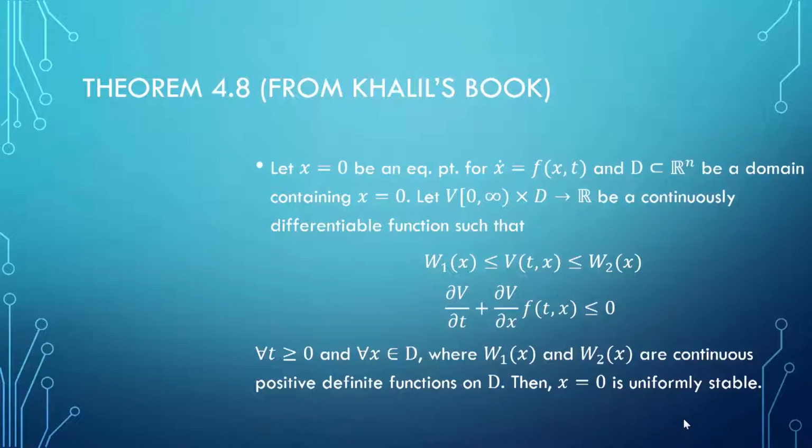So if V satisfies this condition, it is lower and upper bounded by some autonomous PD functions, W1 and W2, and its time derivative is NSD, less or equal to 0, you can say that the solution of this system will be uniformly stable. This condition is compared to the autonomous case, right? V is PD and V dot is NSD, then you can obtain that the system is stable.